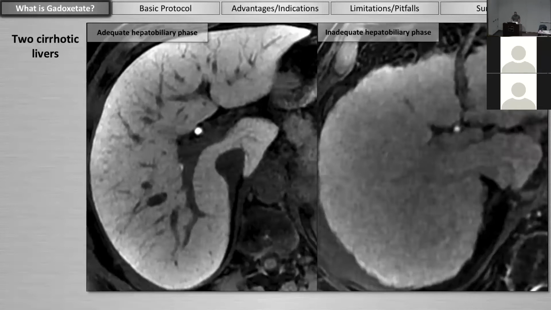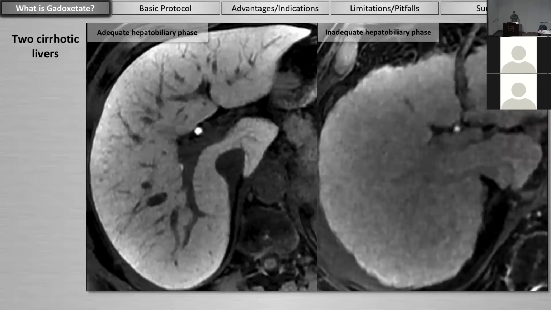Now, this liver is not a well-functioning liver. This liver is a decompensated liver. The more advanced radiologists in the room can also appreciate the fact that there's some ascites over here, which is another manifestation of decompensation.